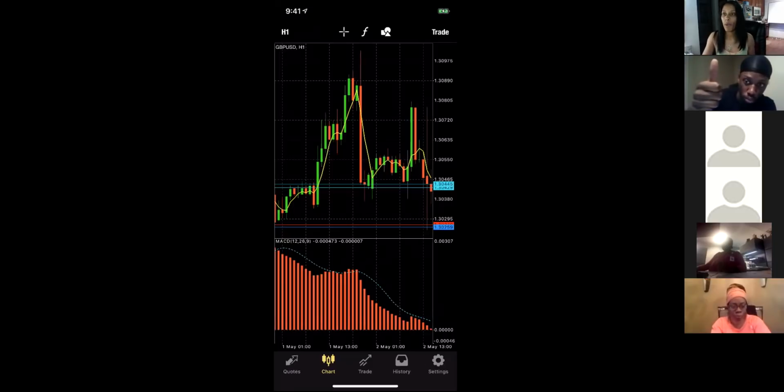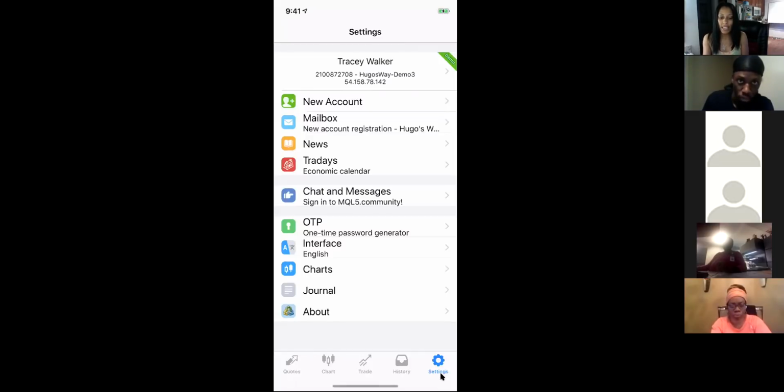All right, perfect. So this is what my iPhone looks like right here. If you have an iPhone, down here at the bottom right-hand side, it says settings. And up here, you would see your account information. You can see this is my Hugo's Way demo account. Then over here to the left, you can see quotes. Let me tap on that. You can see your quotes.